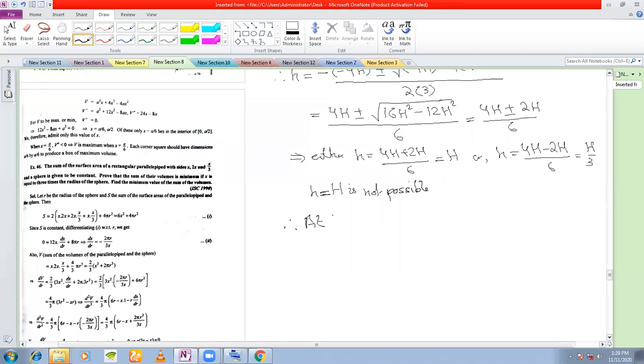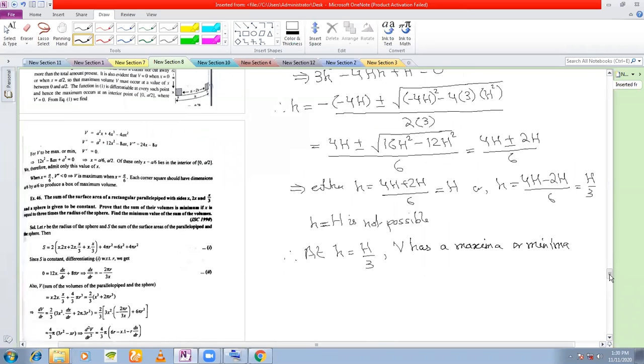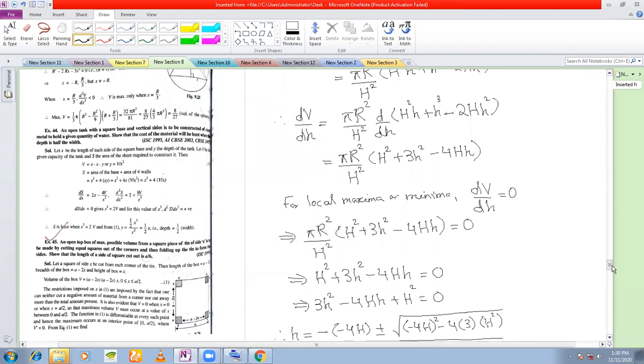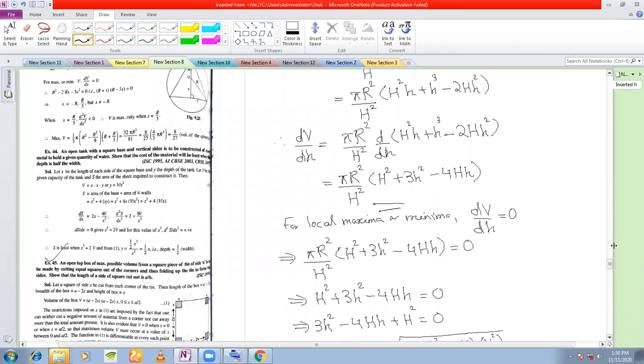Therefore at h is equal to H by 3, V is maximum, or V has a maxima or minima, right? Now whether it is a maxima or minima, we'll check with the help of second derivative. Now what is my first derivative here? First derivative here is this. So we start from here.